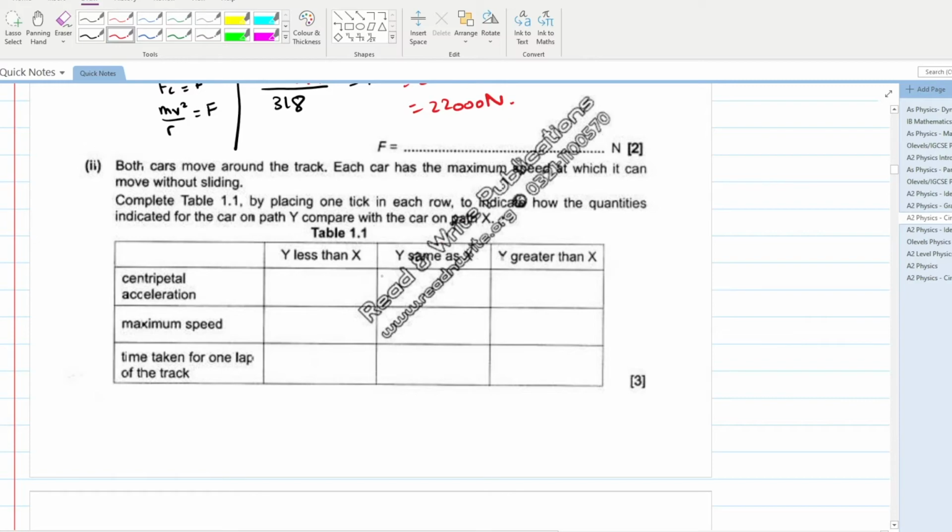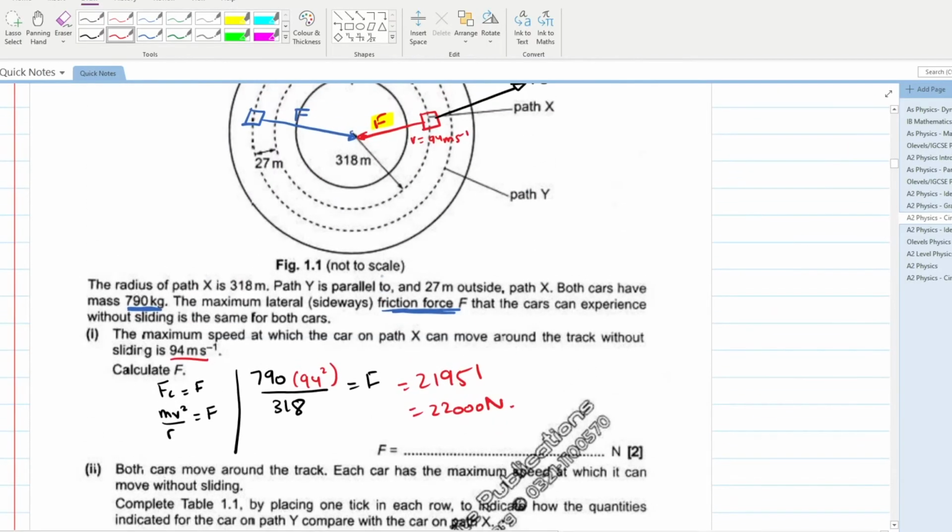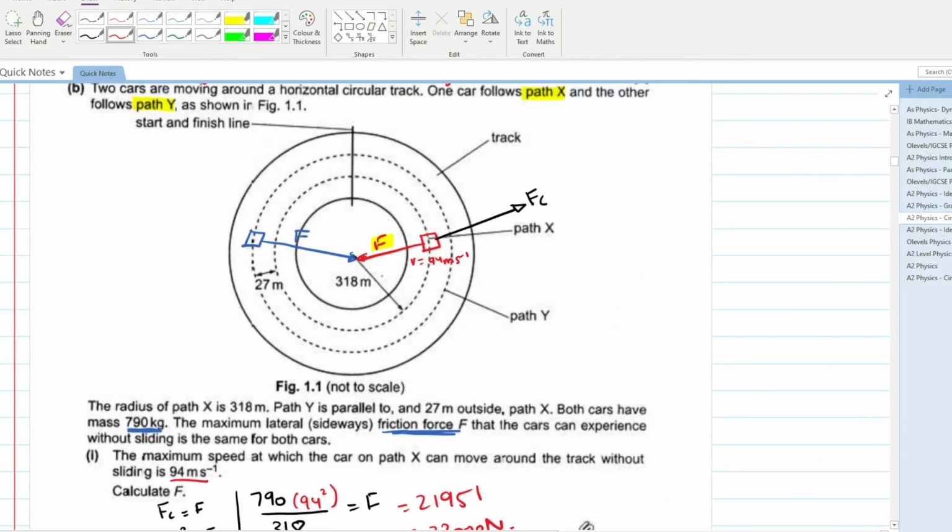Centripetal acceleration. Let's see centripetal acceleration. How does the centripetal acceleration of both the cars vary? So we know on both the cars the amount of friction force, the amount of centripetal force that is acting on both the cars is the same.